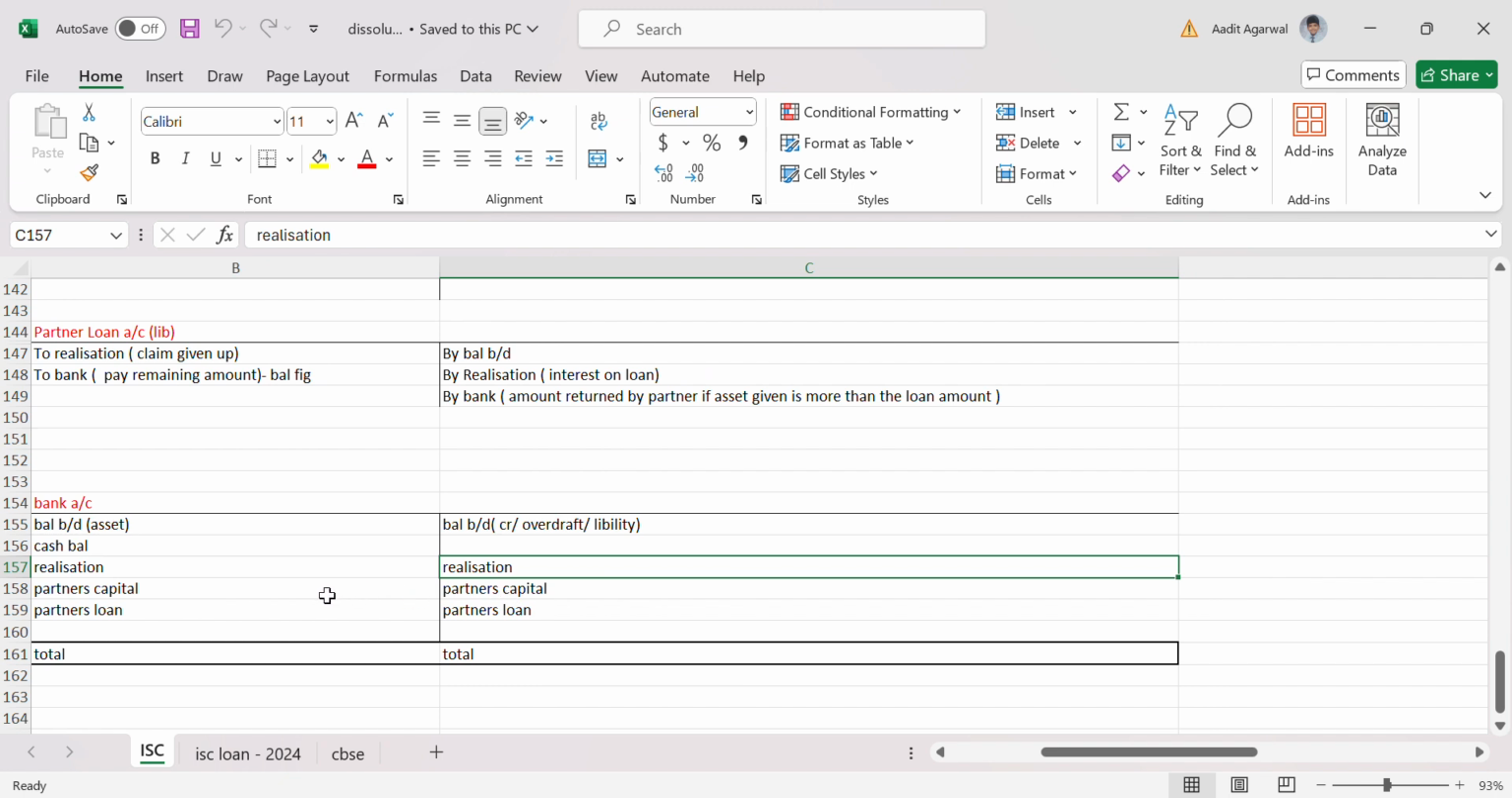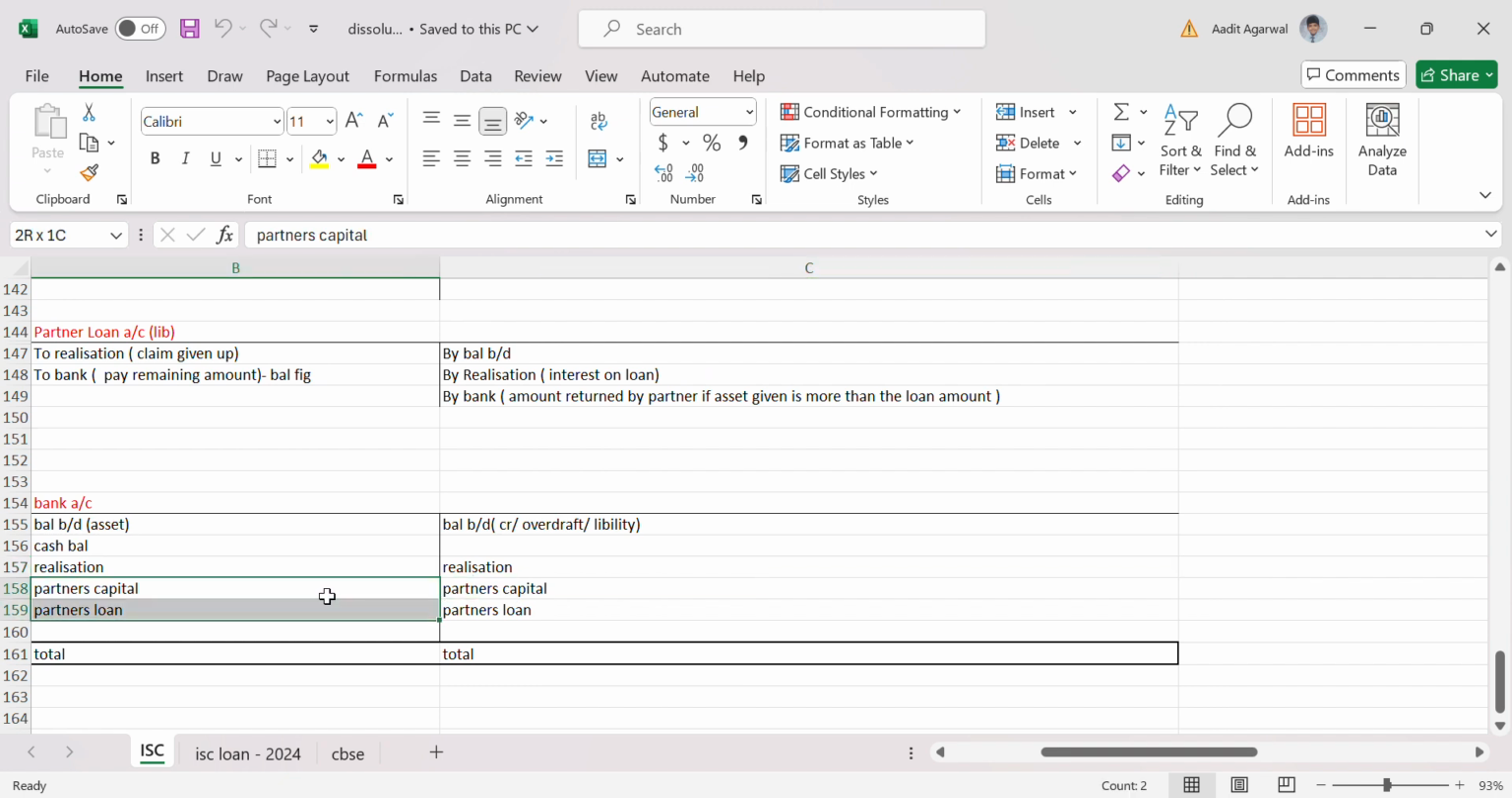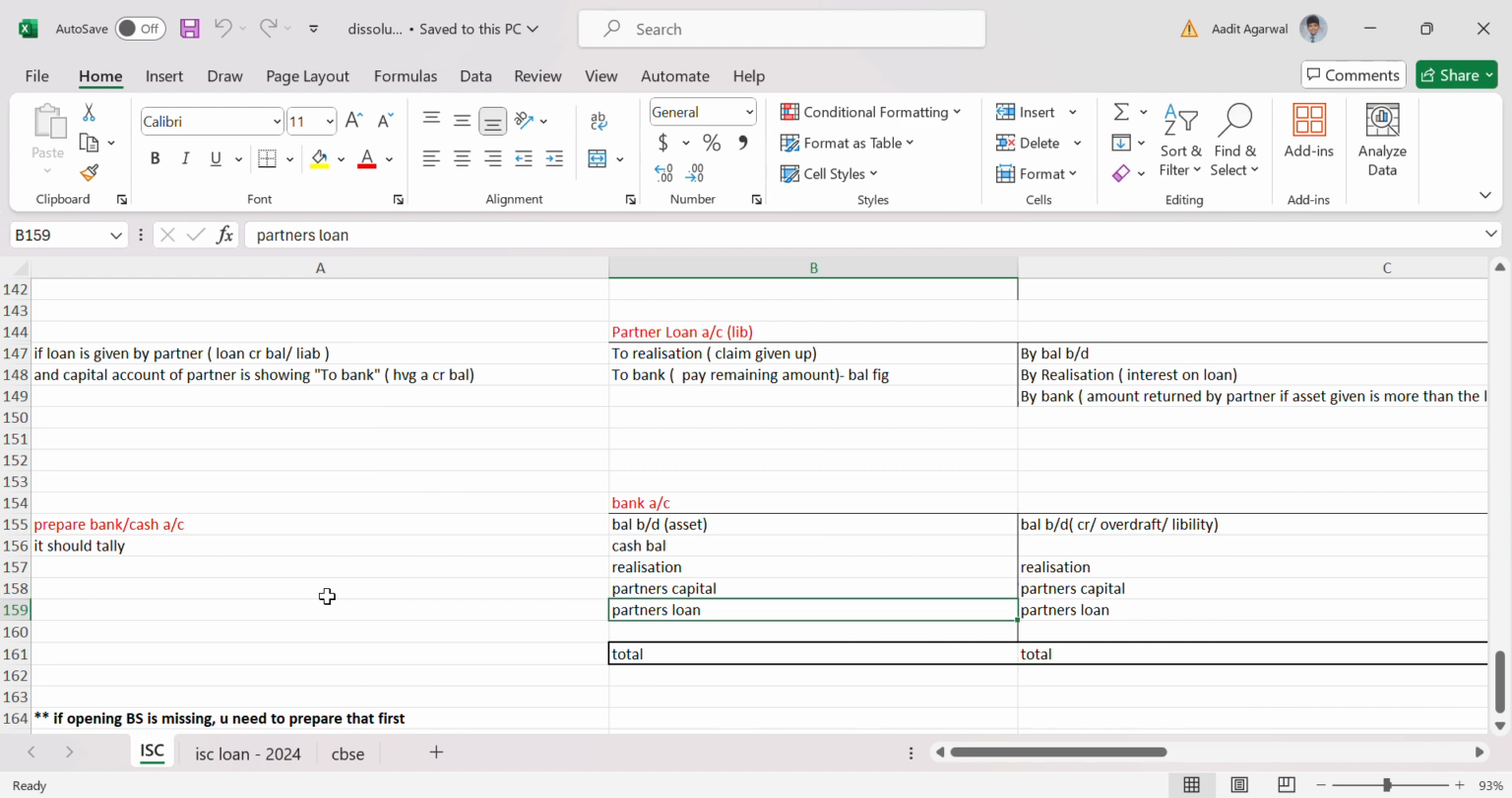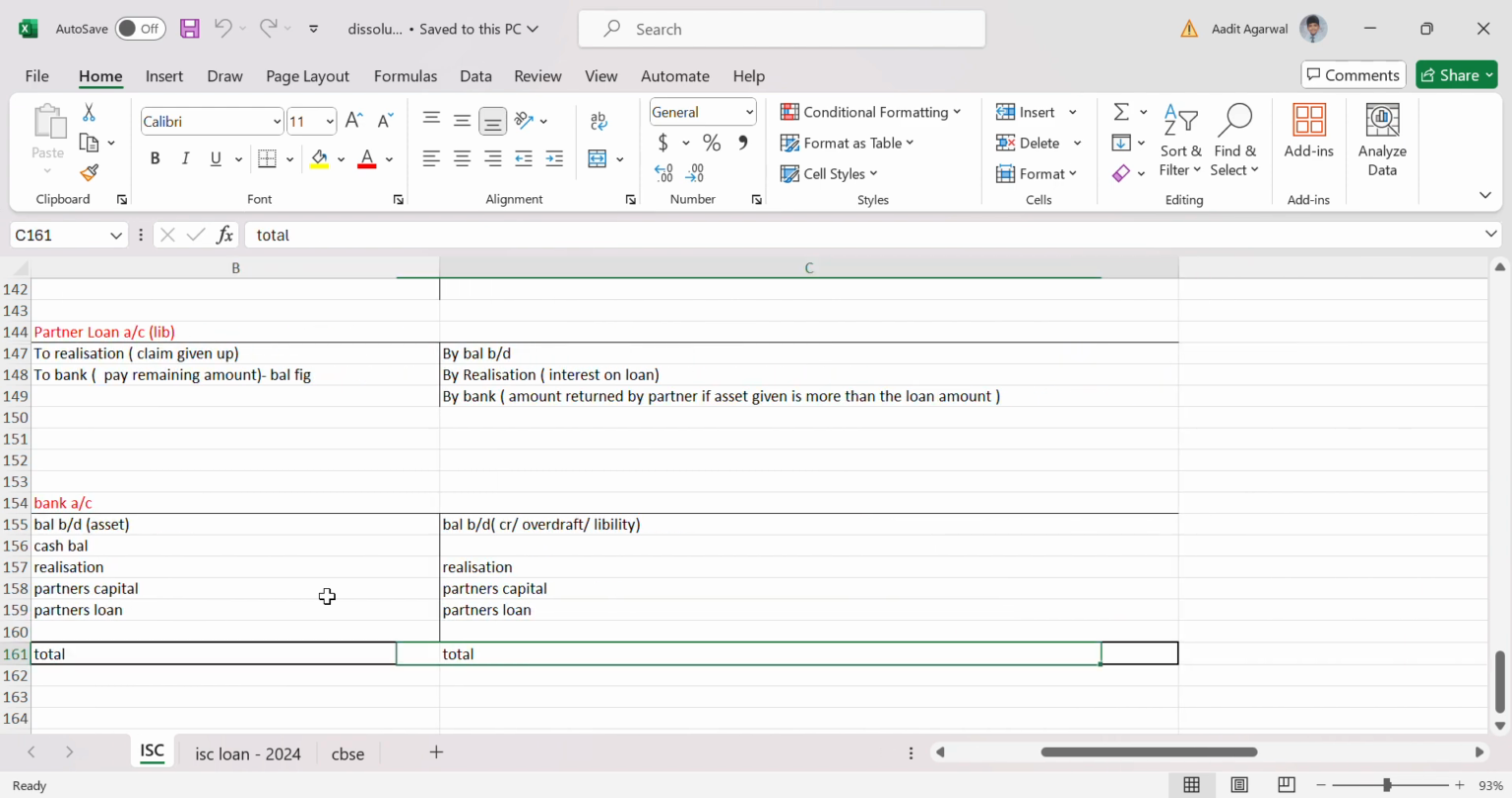In the realization account, if cash or bank was on the debit side, then it will come on this side. Similarly, check for bank entries in the capital and loan accounts that you have prepared earlier and post them here. Okay. In the end, you do the totals of the bank account. Both the sides should tally. If it tallies, then you're good to go.